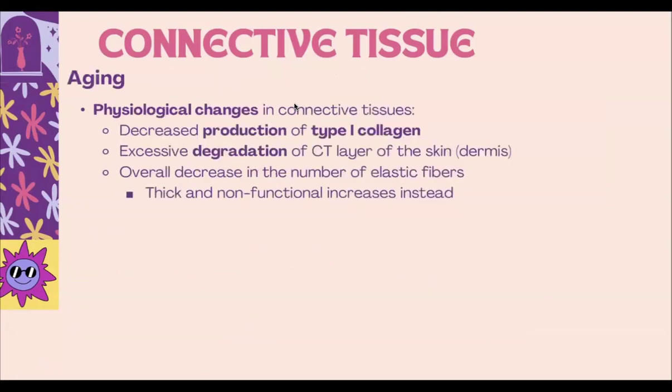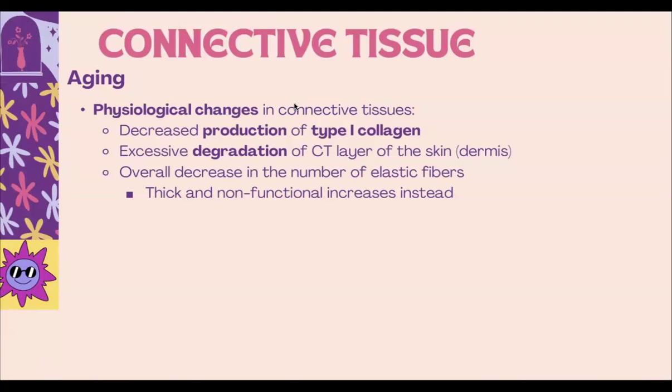Then the last point of connective tissue is aging. Essentially, the reason our face starts to look different, our hands start to look different, is that these are heavily reliant on connective tissue, and as we age, connective tissue is decreasing. As you get older, your type 1 collagen production starts to decrease, and on top of that, you have excessive degradation. So you're not having that much production, and you're having more breakdown than normal of the connective tissue layer of the skin, the dermis. Decrease in production and increase in degradation lead to the changes that you see.